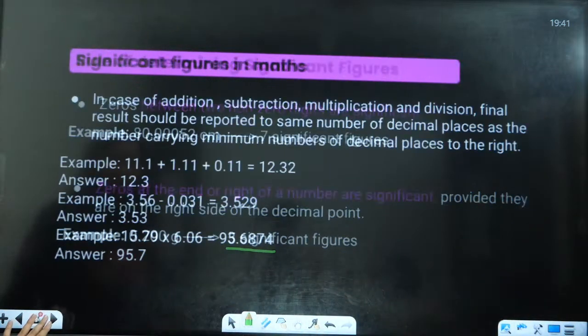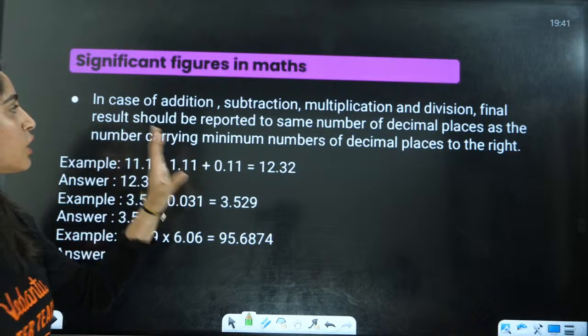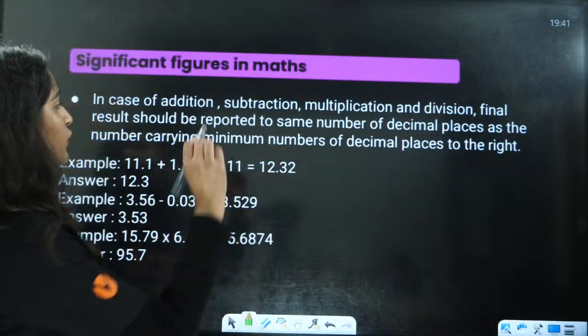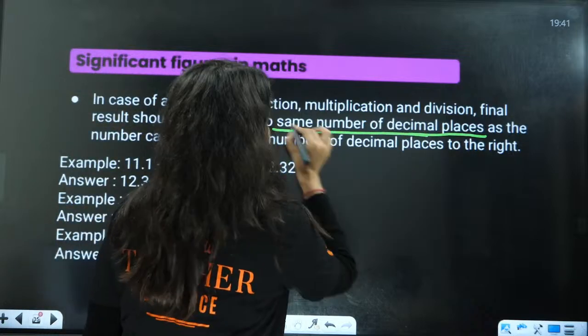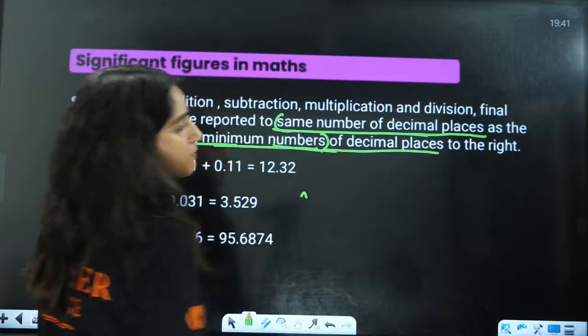Okay? Yes. Very good. They are very simple. Now this is addition and subtraction. They are saying that in case of addition, subtraction, multiplication, division, the result should be reported at the same number of decimal places as the number carrying the minimum number of decimal places.